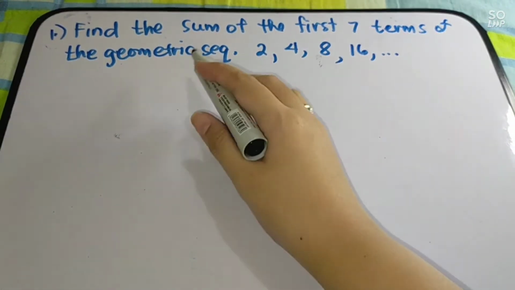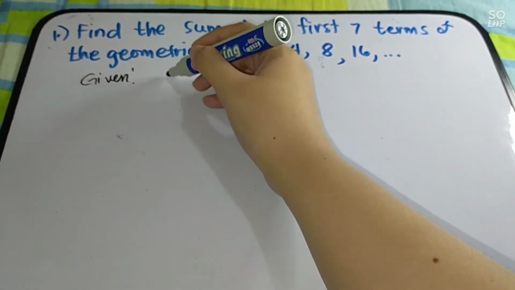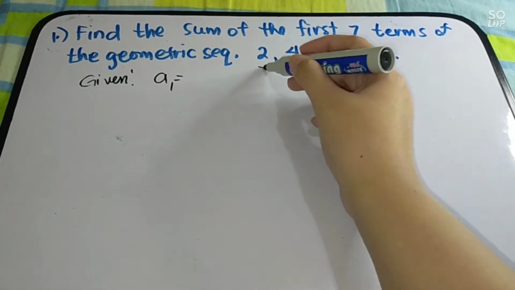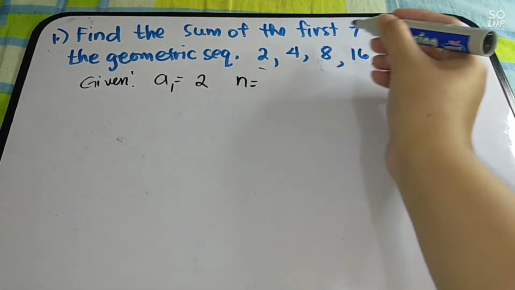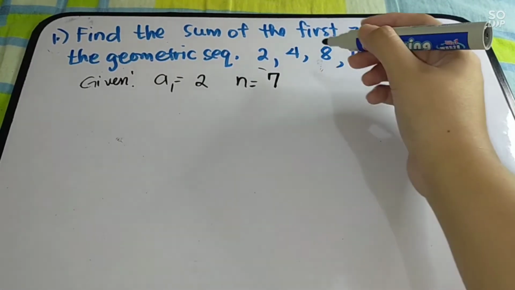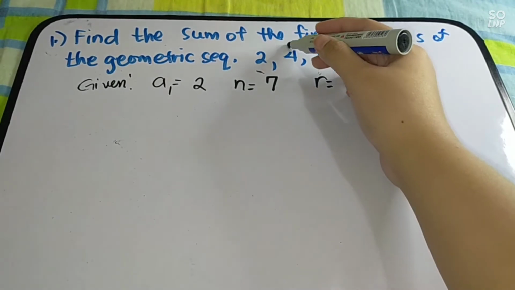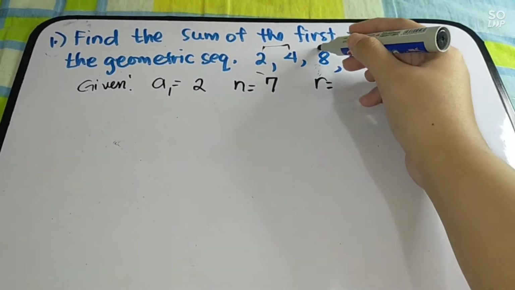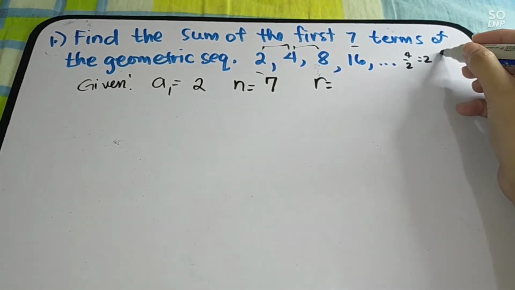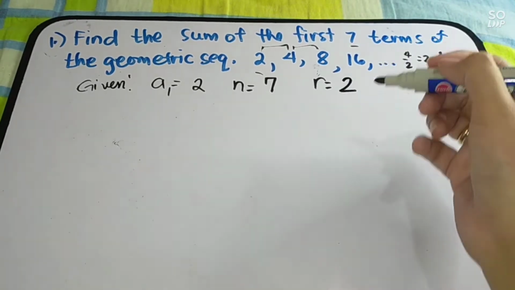Okay? So, for us to find this one, let us have the given first. So, ang given natin, ang ating first term, we have here 2. Then, you have the number of terms involved ay 7 lang. And then, your common ratio. So, for us to find the common ratio, we are going to divide 4 divided by 2. The answer is 2. 8 divided by 4 is 2. So, your common ratio is 2.